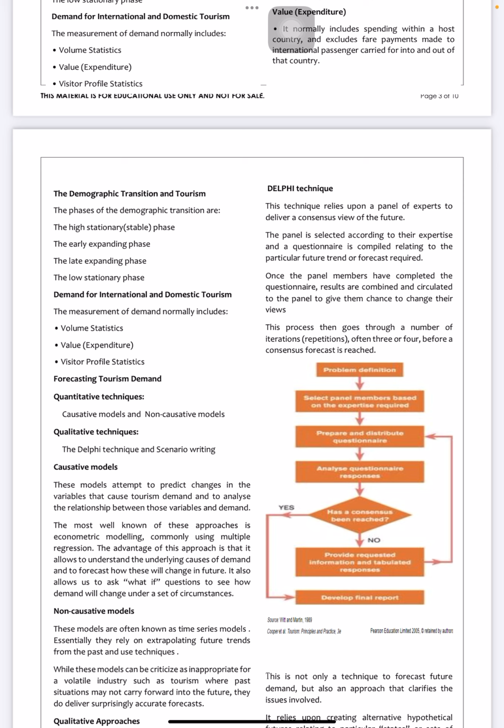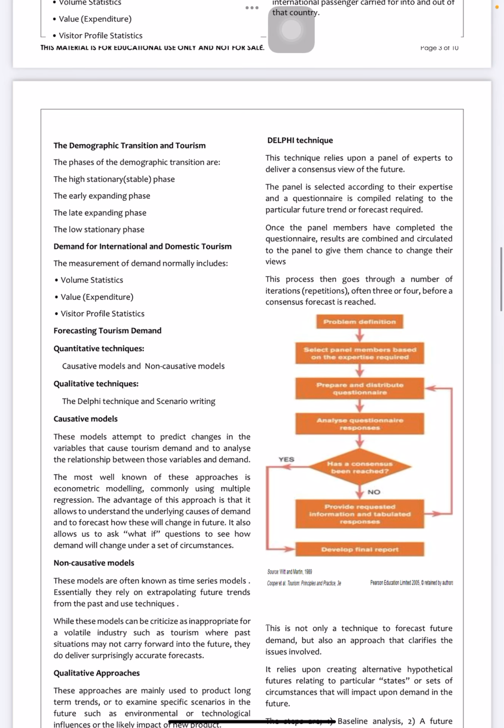So, qualitative is Delphi technique or scenario writing. When you say causative model, these models attempt to predict changes in the variables, the causes of the reason for demand, to analyze the relationship of the variables and the demand. When you say causal, we can say that the price is high, so there are many people on weekdays or few on the weekend. So based on the data that we gather, we can simply analyze, we can simply determine based on the information that we gather.